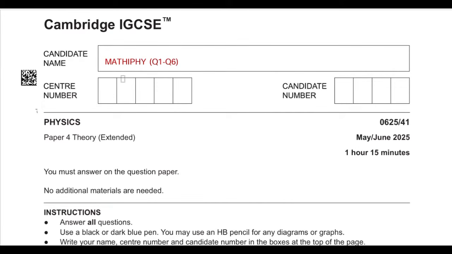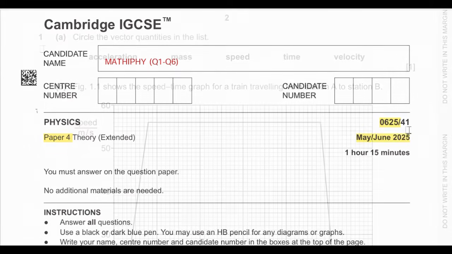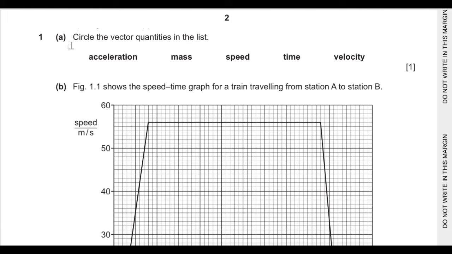In today's video, we will do question number 1 till 6 of paper 4, course code 0625. It's month May, June, year 2025, variant 1. Question number 1 says, circle the vector quantities in the list.